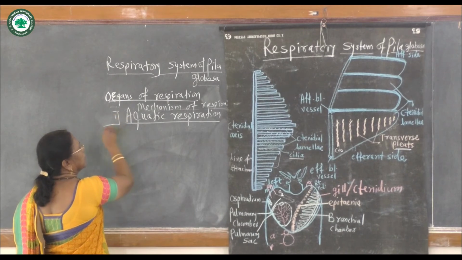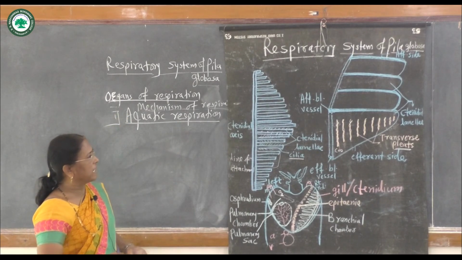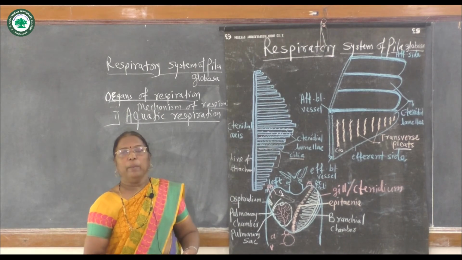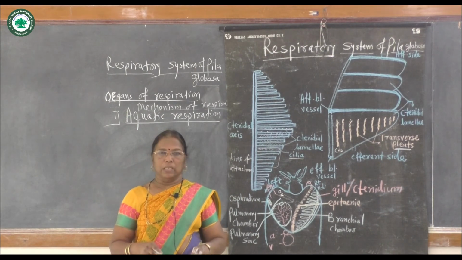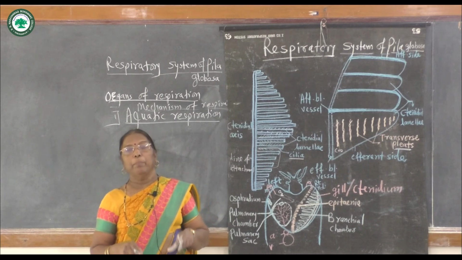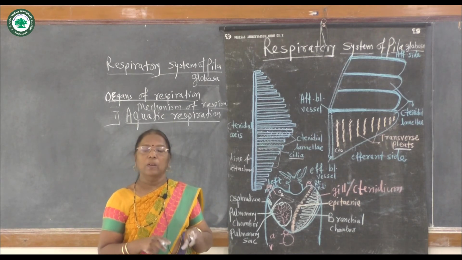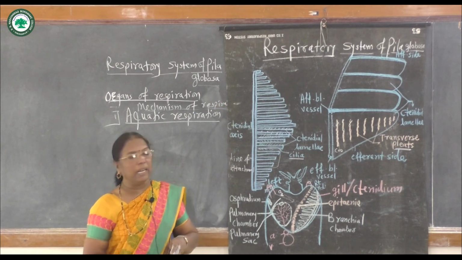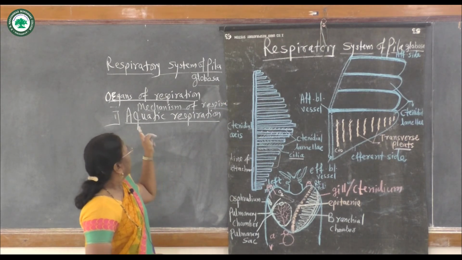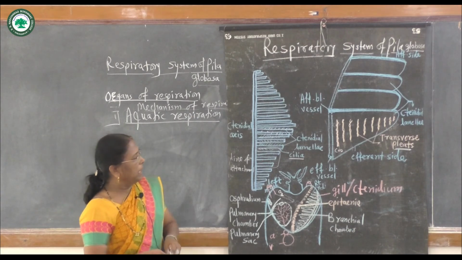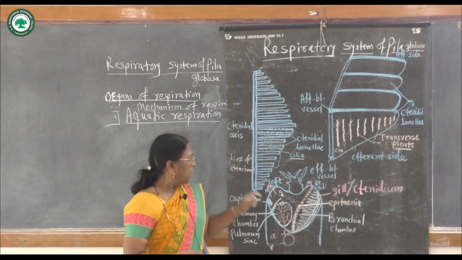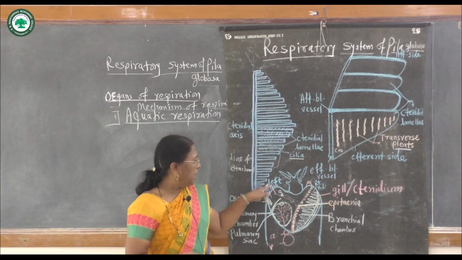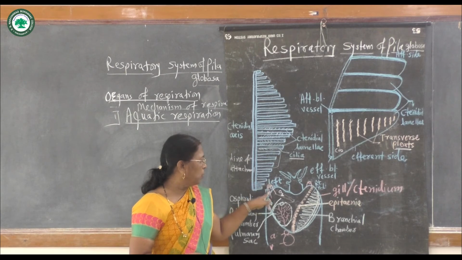First, we will see how aquatic respiration takes place. When an animal lives in water, at that time they breathe or respire with the help of this ctenidium or gill. Here, during the process of aquatic respiration, water enters through the left nuchal lobe.